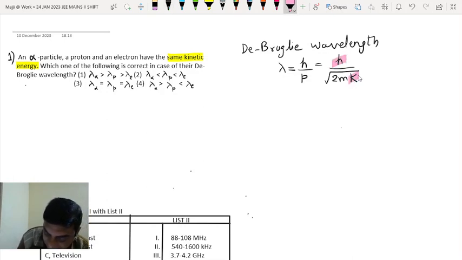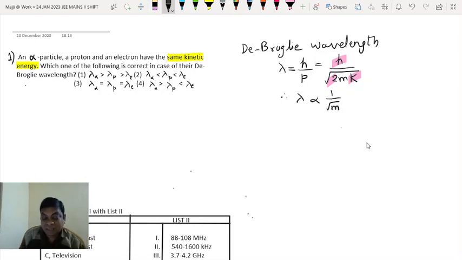Now h is constant, K is constant, 2 is constant. So therefore we can write that the de Broglie wavelength varies inversely as the square root of their respective masses. Now you know an alpha particle is a helium nucleus. It has the highest mass, and its mass is 4 amu. Proton has a mass of 1 amu, whereas electron has a mass of around 1 upon 1837 times of amu. So this is what you have.